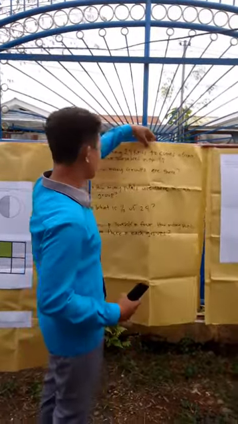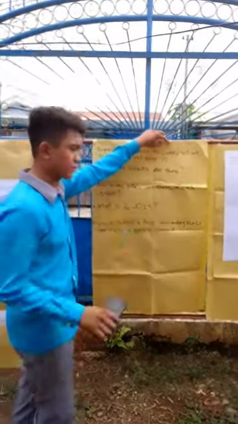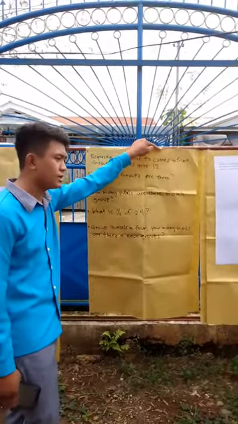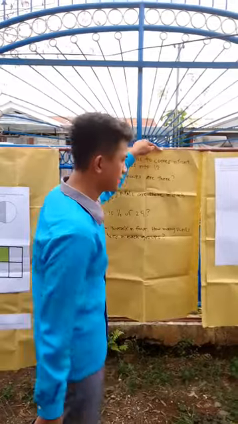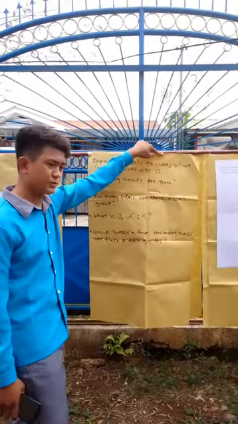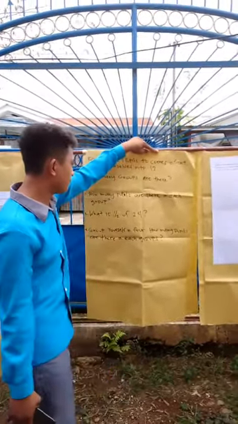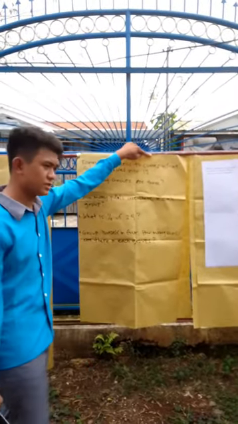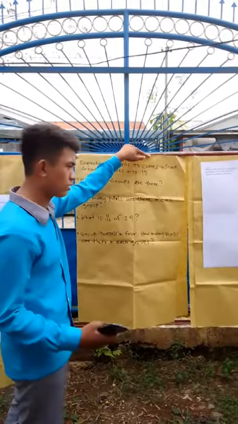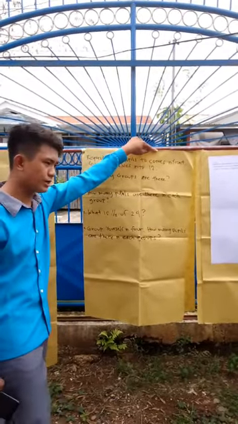Okay, class. I must request 24 pupils to come in front. Group yourself into 12. So, how many groups are there? That's correct. There are 2 groups. How many pupils are there in each group? Correct. The number of pupils in each group is 12. So, what is 1 half of 24? That's correct. 1 half of 24 is 12.